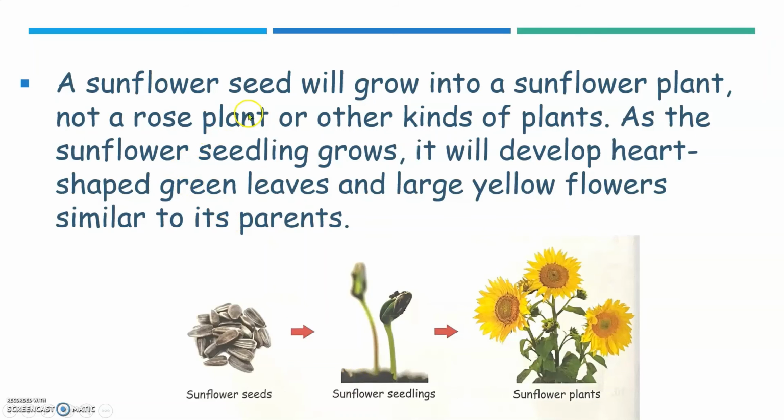A sunflower seed will grow into a sunflower plant, not a rose plant or other kinds of plants. As the sunflower seedling grows, it will develop heart-shaped green leaves and large yellow flowers similar to its parents.